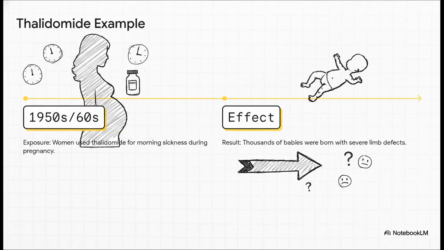And the thalidomide tragedy is just a heartbreaking but perfect illustration of this. The exposure, women taking the drug, happened during a specific time period. The terrible effect, babies born with these devastating birth defects, happened afterwards. The timeline here is just brutal and undeniable. The cause came first, the effect came second, period.